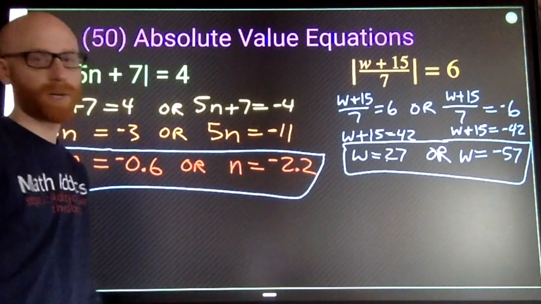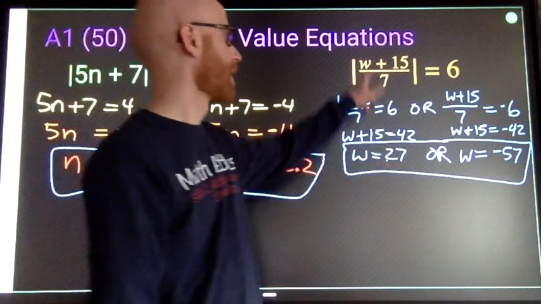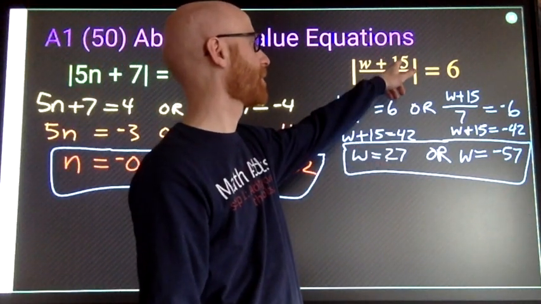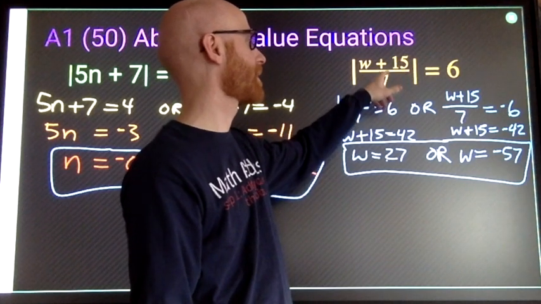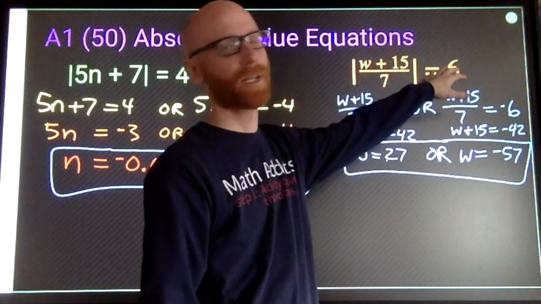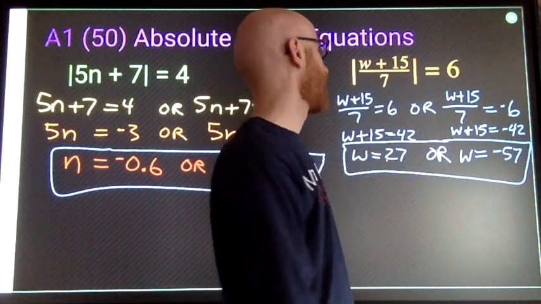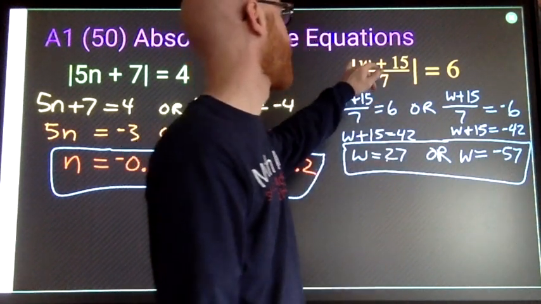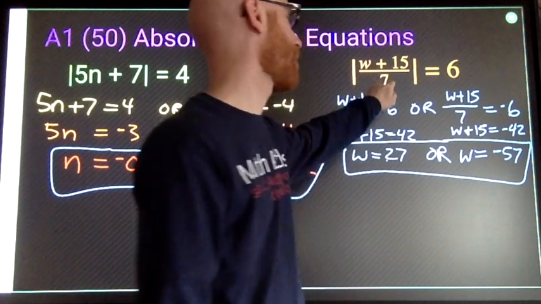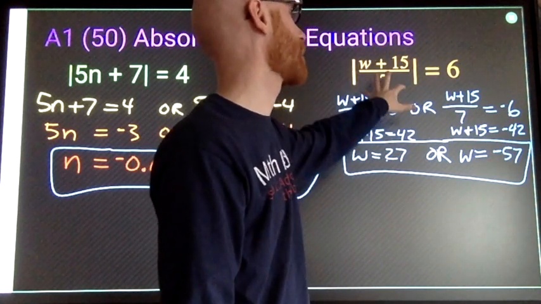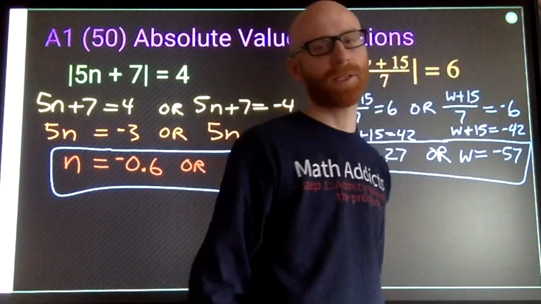And again, if you want to double check your answers, 27 plus 15 is 42. 42 divided by 7 is 6. The absolute value of 6 is 6. Negative 57 plus 15 is negative 42. Negative 42 divided by 7 is negative 6. The absolute value of negative 6 is positive 6.